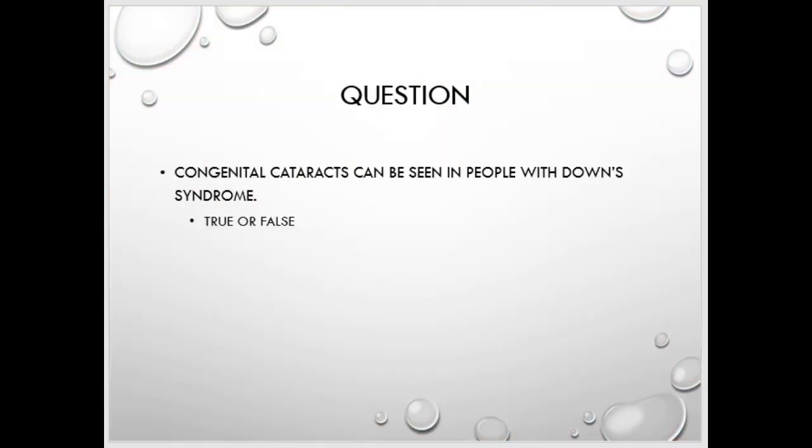And that, my friends, brings us to question time. Congenital cataracts are seen in people with Down syndrome. Please pause the tape, answer it, and let's move on.